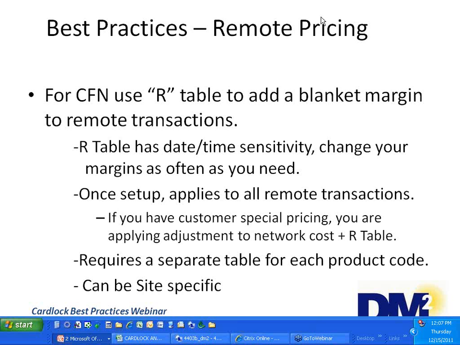So if you have customer special pricing, you're applying your adjustment in customer pricing to the network cost plus the R table. So I get a network cost of $3. I've got R table set up for 10 cents. That means $3.10. If I want my customer to have a 5-cent margin over my network cost, I would set up a pricing record of minus 5 cents so I could back it down from the R table's 10 cents. If he's going to have a 15-cent margin, I would give him a plus 5 cents, knowing that my R table is going to add 10 cents.